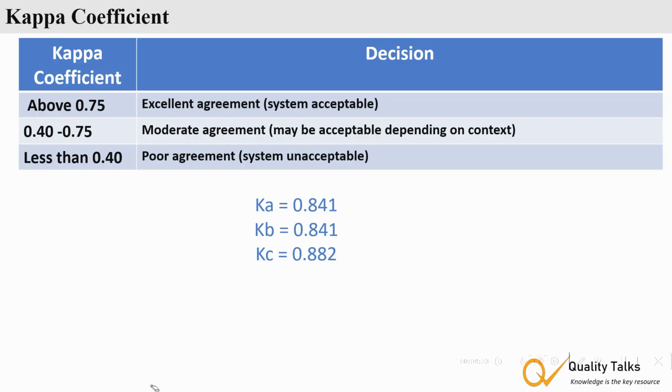This is the criteria for Kappa coefficient decision making. If the Kappa coefficient is above 0.75, it is called excellent agreement. System is accepted. 0.40 to 0.75, it is called moderate agreement. May be accepted depending on the context. Less than 0.40, poor agreement. In our case, KA 0.841, KB 0.841 and KC 0.882. So it's above 0.75, so excellent agreement.